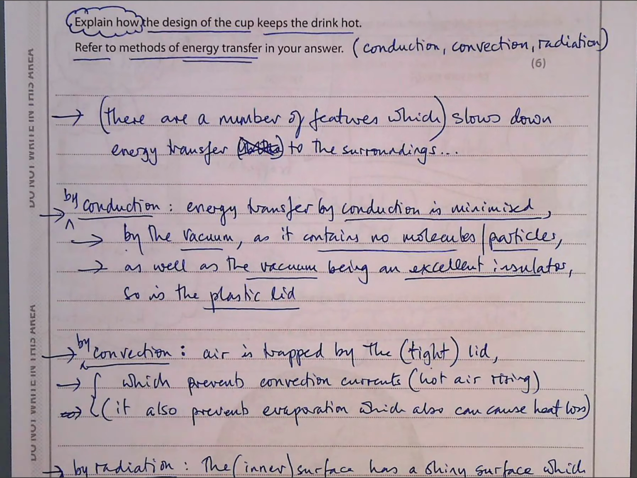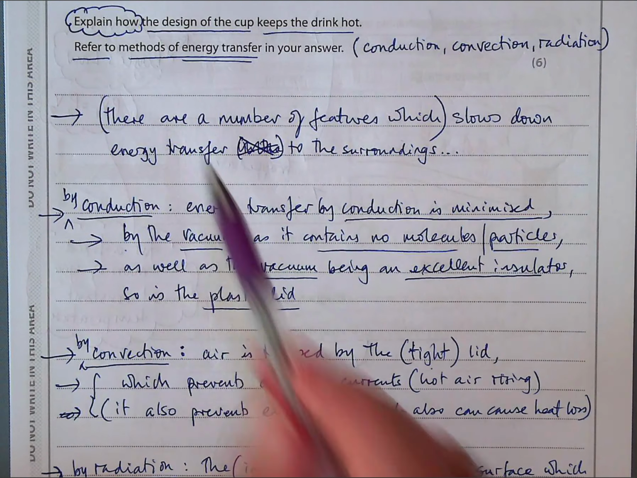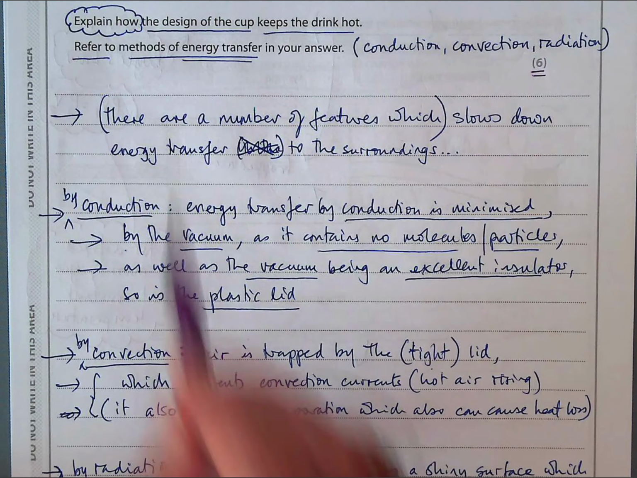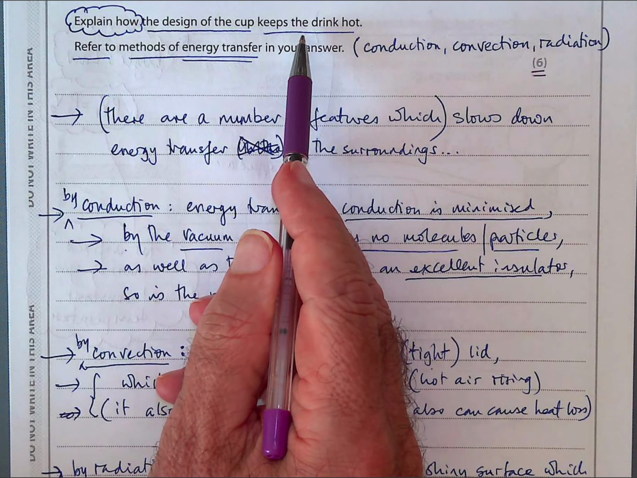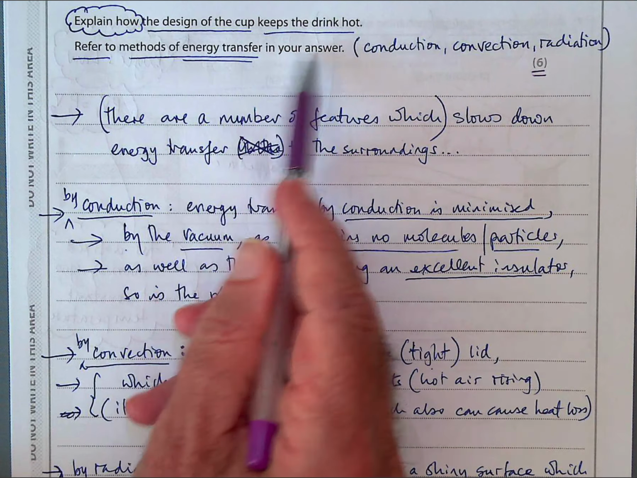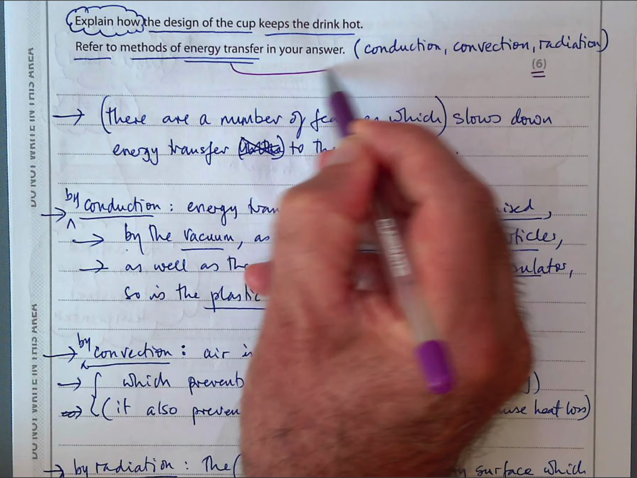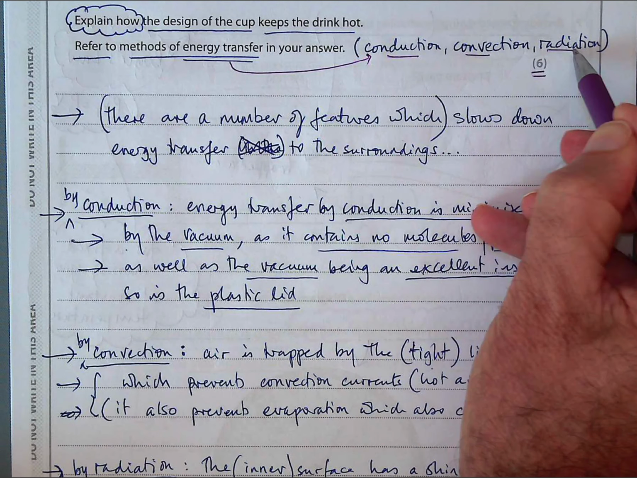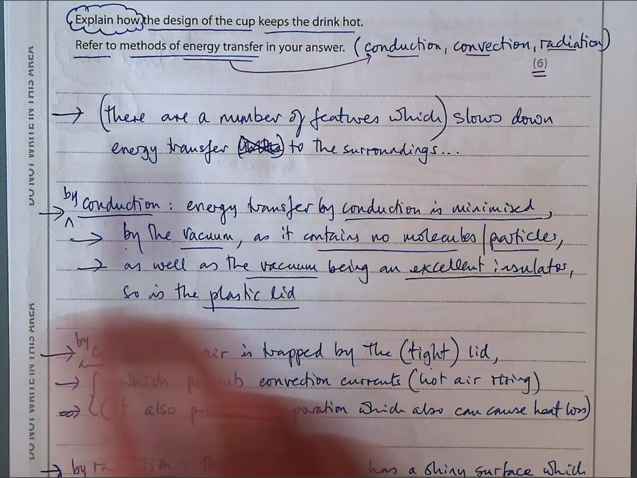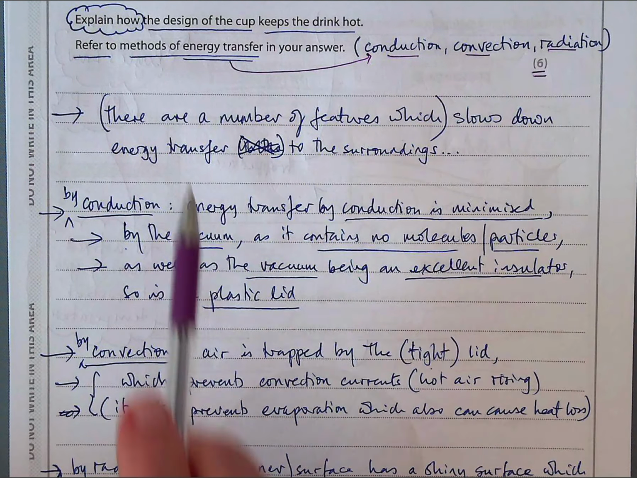So once you've done that, you come to the question. And this is a 6 marker. They want you to explain how the design of the cup keeps the drink hot. Refer to methods of energy transfer in your answer. And methods of energy transfer are conduction, convection, and radiation. So the first mark I put is there are a number of features, in brackets, which means it's not the bits they're looking for. They're looking for slowing down energy transfer to the surroundings in the form of heat transfer, thermal transfer. Basically, heat always moves from hot to cold unless you put something to stop it.